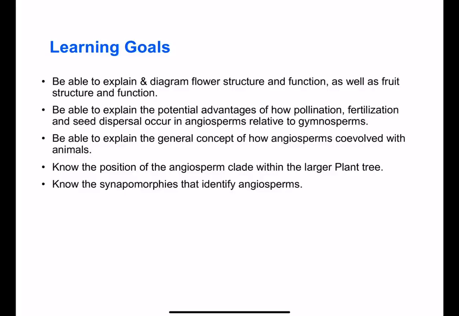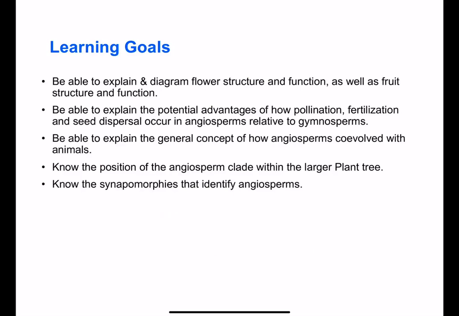Okay, let's get to it. Learning goals. Be able to explain and diagram flower structure and function as well as fruit structure and function. I'm not sure if you really want me to read these to you guys all the time, because they're there. Oh, but then they end up in the transcript. I probably should read them.